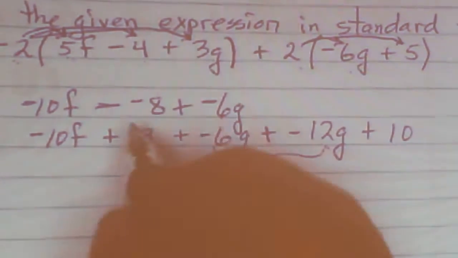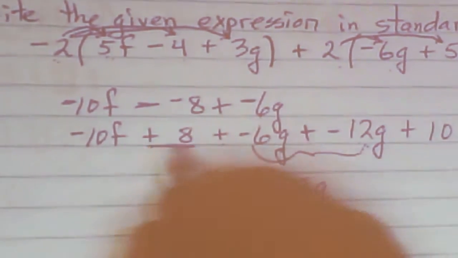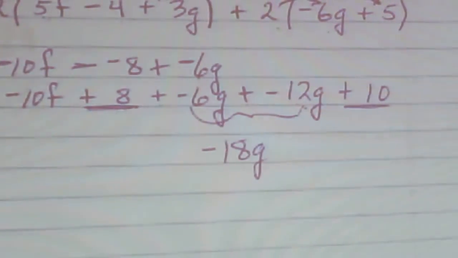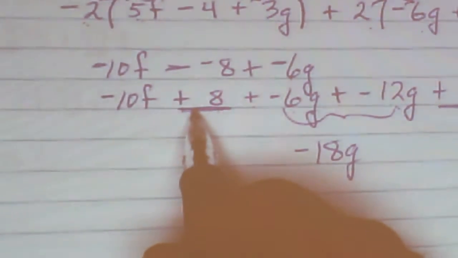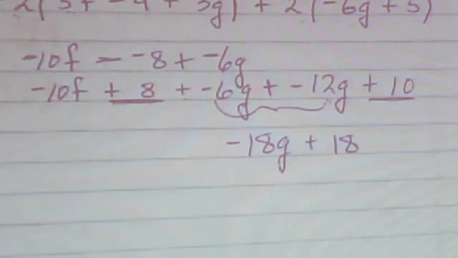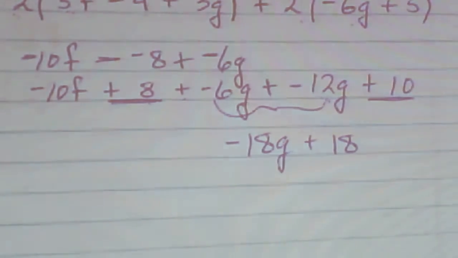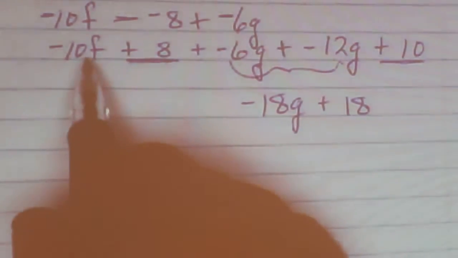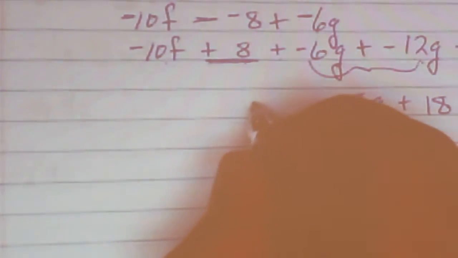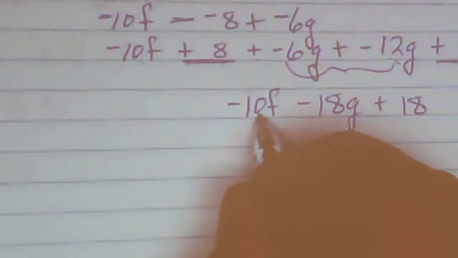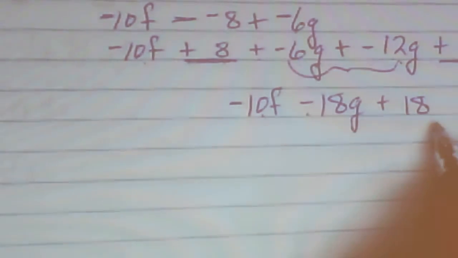Now what else can combine? We have a constant of adding 8 and a constant of adding 10. We can combine those. So adding 8 and adding 10 is the same as adding 18. It's just a coincidence that those values have the same constant or coefficient. And then we still have this negative 10f. So we have negative 10f minus 18g plus 18.